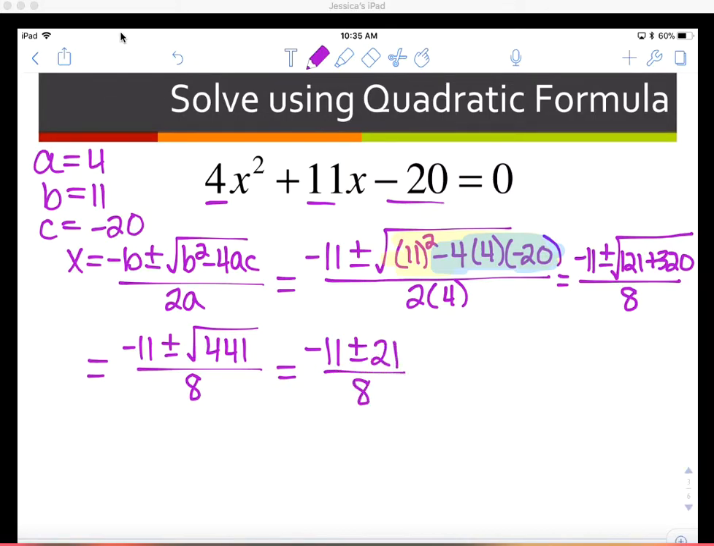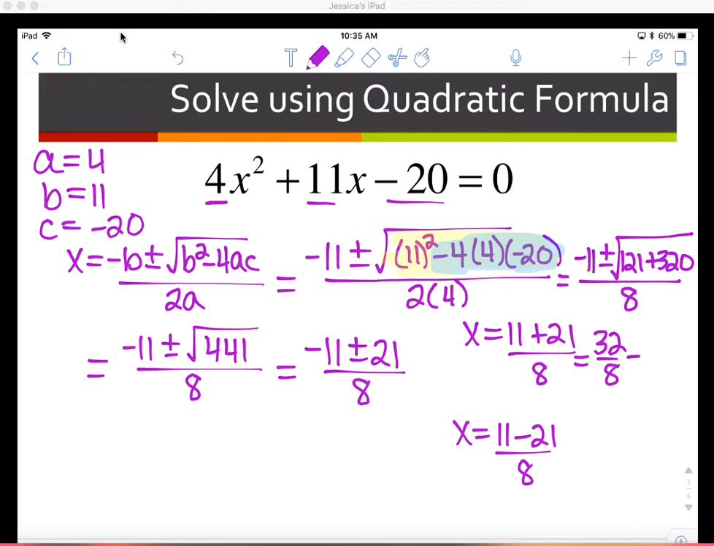So from here, I have two answers. I have negative 11 plus 21 over 8, and I have negative 11 minus 21 over 8. The first one, 10 over 8, simplifies to 5 over 4. The second one, negative 32 over 8, simplifies to negative 4.